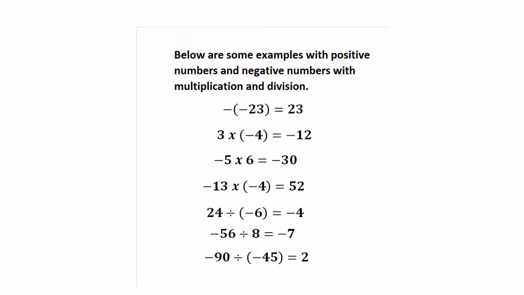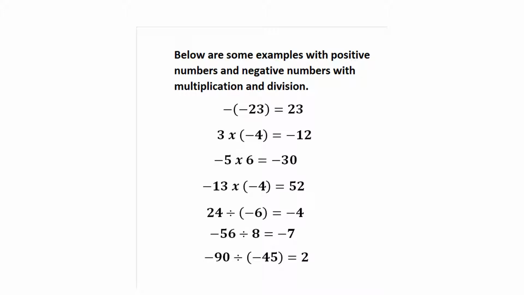Now we look at division. 24 divided by negative 6 is negative 4, and negative 56 divided by positive 8 is negative 7. So we see with division, it's like multiplication. If you have one negative, your answer is negative. And just like multiplication, if you divide a negative by a negative, you get a positive. And negative 90 divided by negative 45 equals 2.